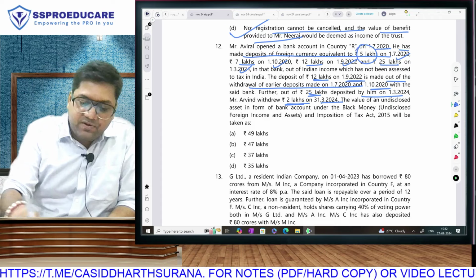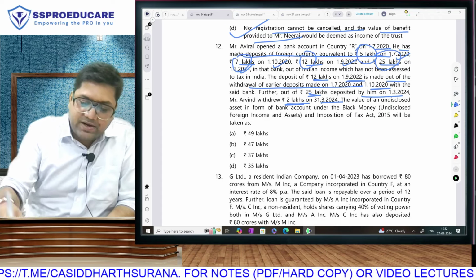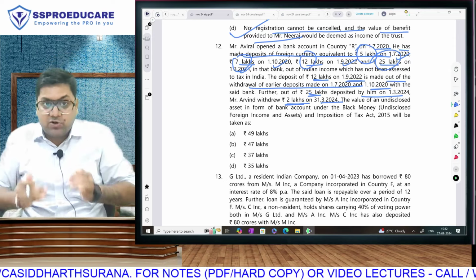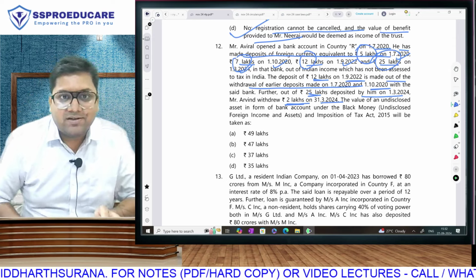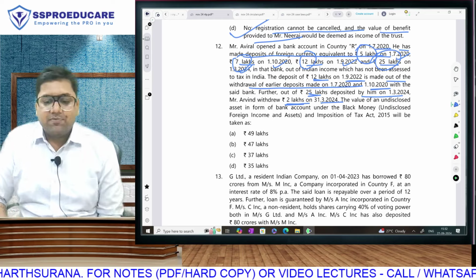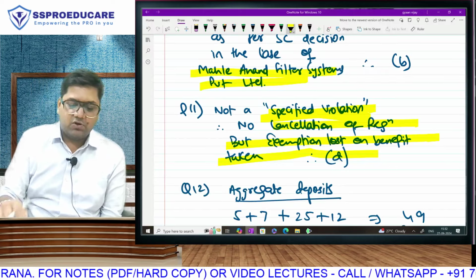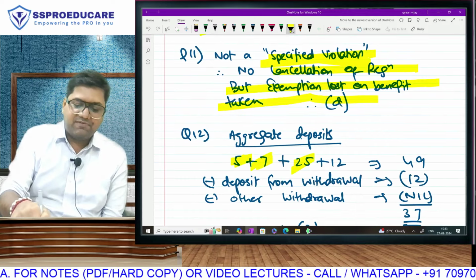So we will take 5 plus 7 plus 12 plus 25, with only exception being if a deposited amount is withdrawn and same amount is again deposited. So that we will not be taking. So this 12 comes from 5 and 7 only. So that you will not be taking. So what you will be doing is, you will be taking 5 plus 7 plus 25 plus 12.